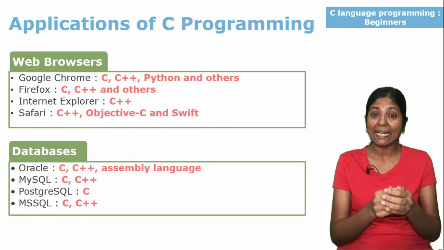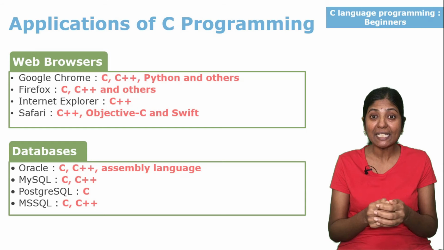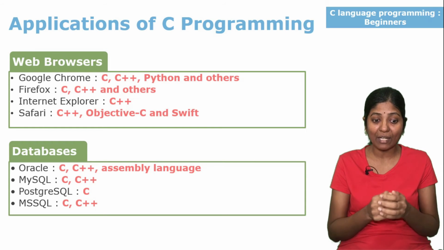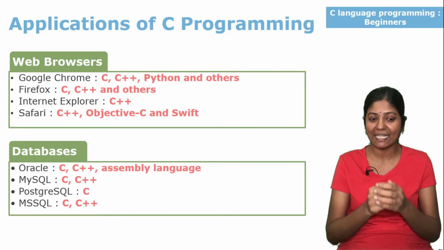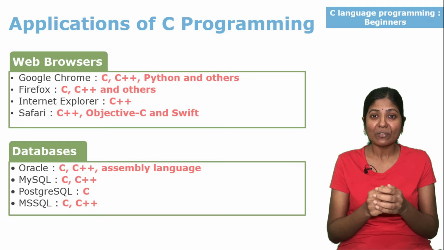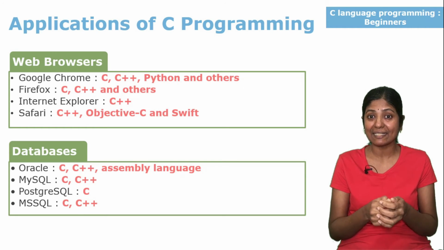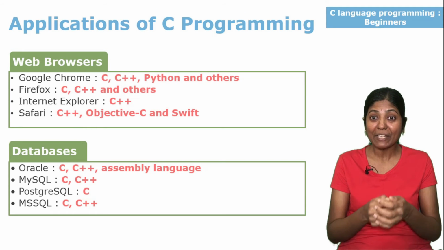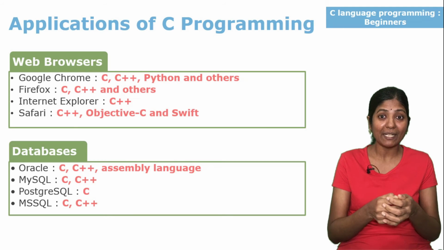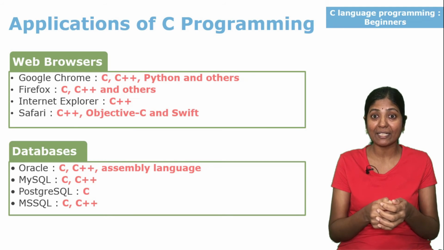Not only that, databases also. The world's famous databases like Oracle, MySQL, PostgreSQL and MS SQL were also written in C language. The main importance of a database is that we can store a large amount of information securely. It could be banking details, like our bank usernames and passwords. It could be shopping information. Let's say we open the Amazon app and we order some items.